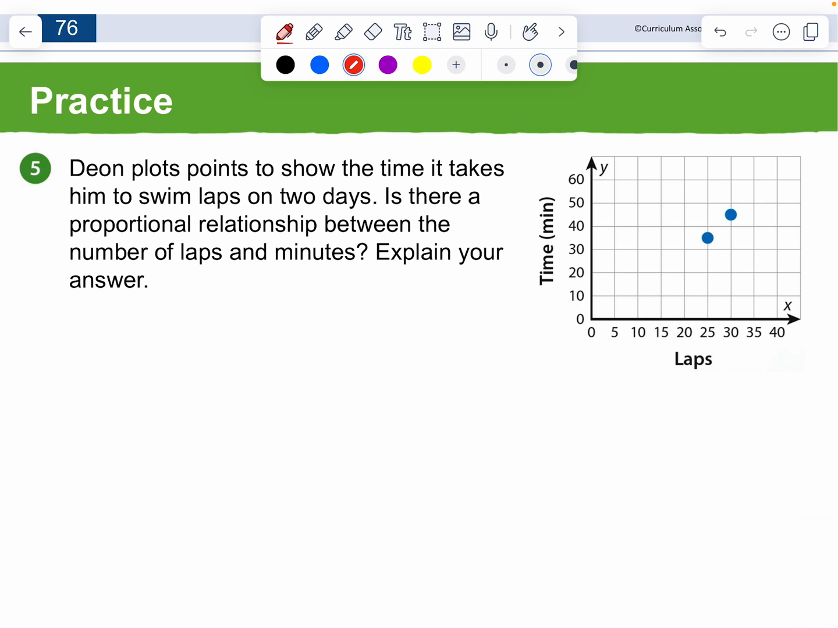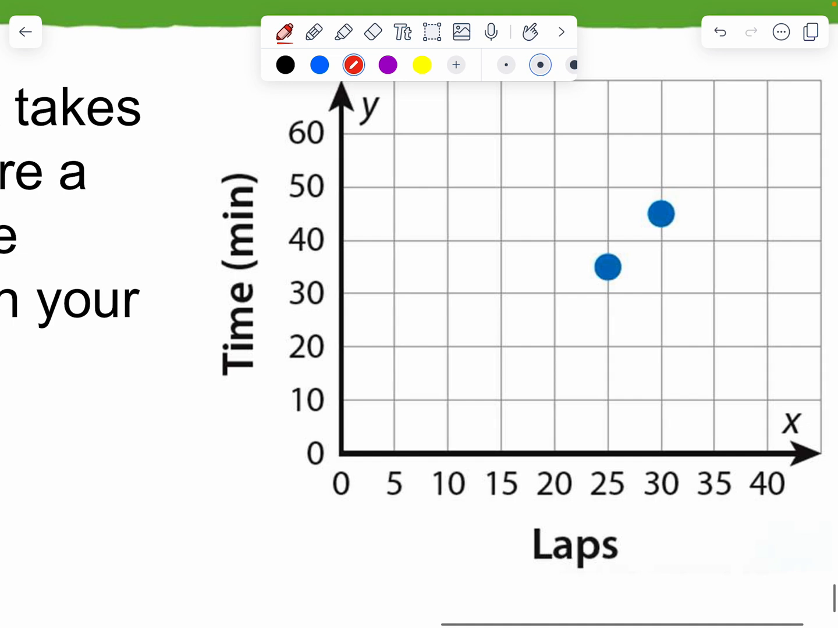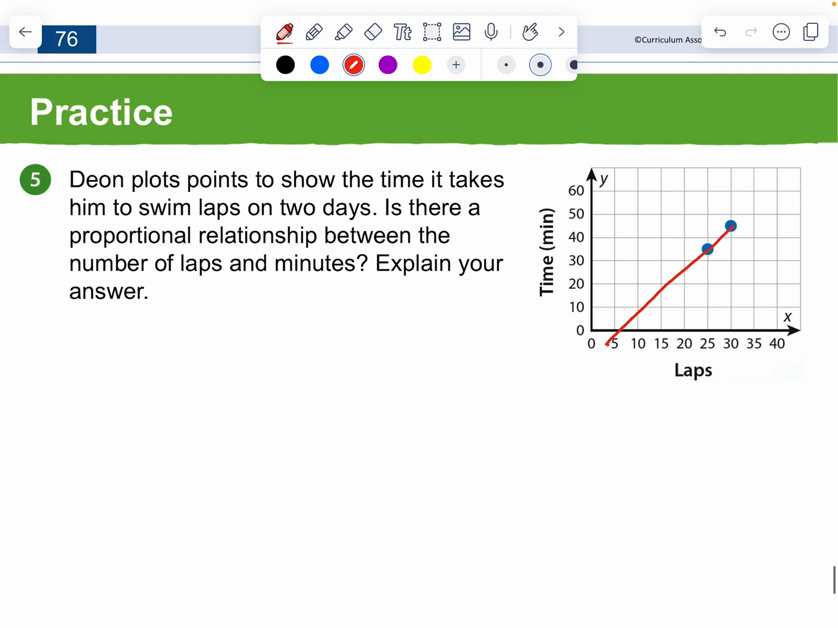Dion plots points to show the time it takes him to swim laps on 2 days. Is there a proportional relationship between the number of laps and minutes? I'm going to expand this. If I draw a straight line, what's going to happen? Let's do the best we can. Does that answer our question? Is there a proportional relationship between the number of laps and minutes? No. The line will not go to the origin, will it?